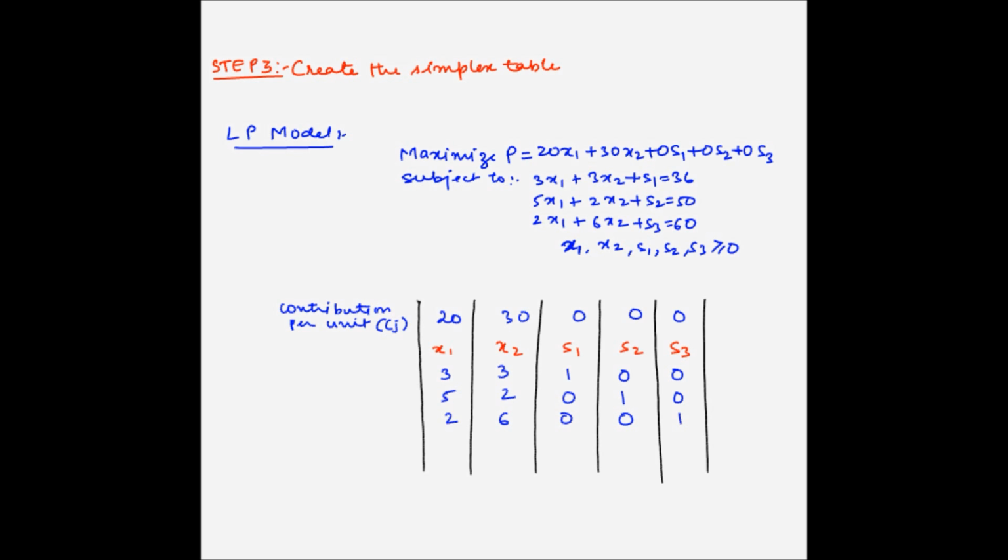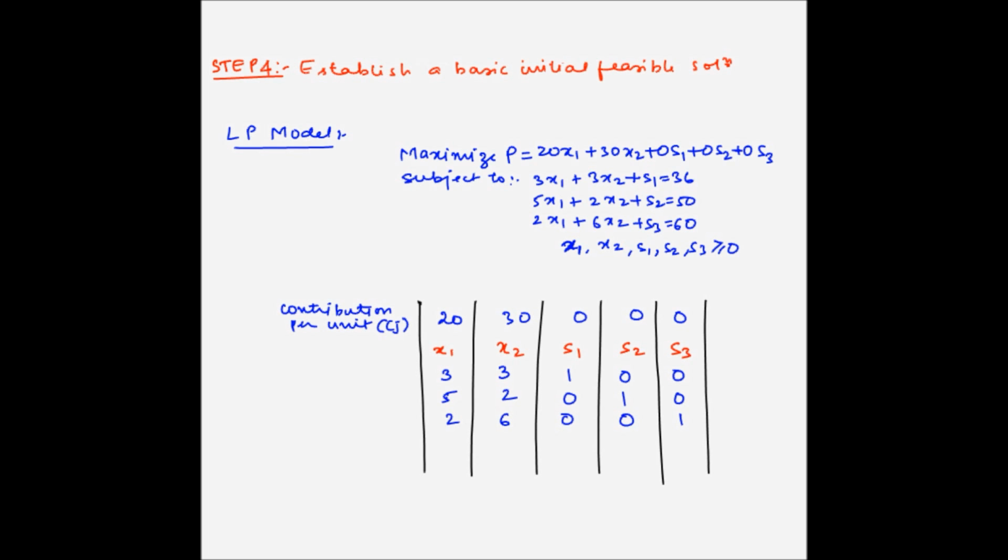Now there are some more columns to be added to this simplex table, which we will add after the next step of establishing a basic initial feasible solution. So step number 4 is to establish a basic initial feasible solution.